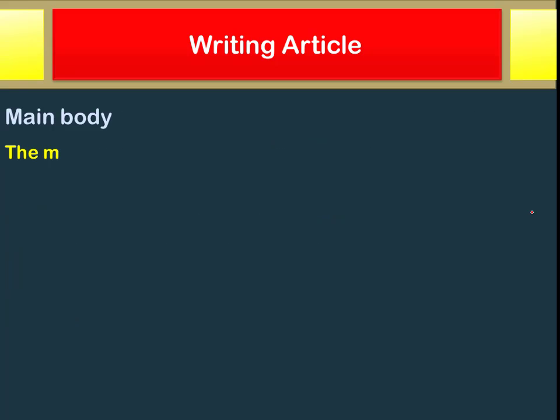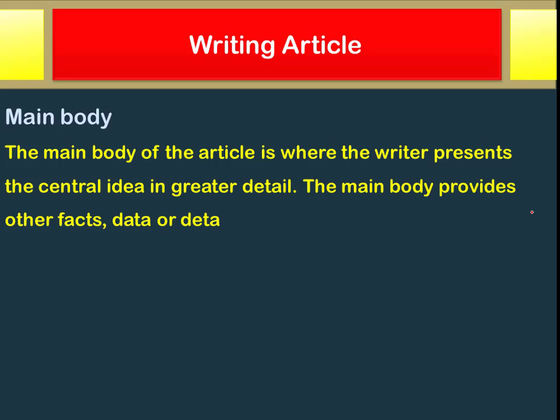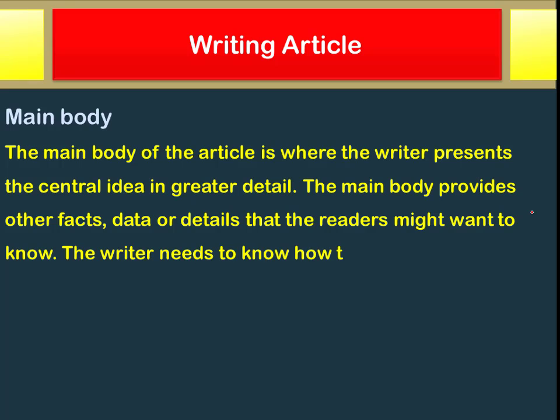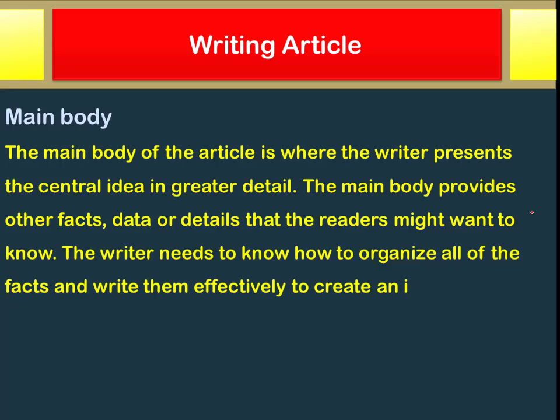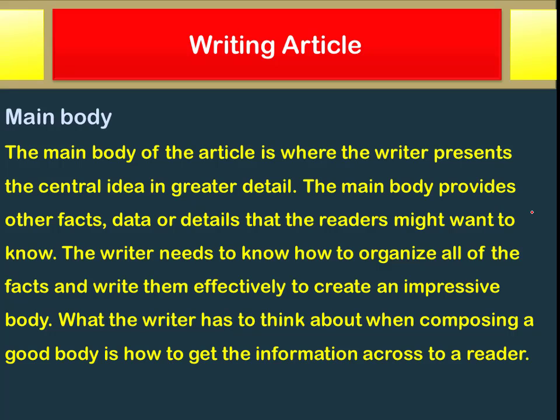Then comes the main body of the article. The main body of the article is where the writer presents the central idea in greater detail. The main body provides other facts, data, or details that the readers might want to know. The writer needs to know how to organize all the facts and write them effectively to create an impressive body. What the writer has to think about when composing a good body is how to get the information across to a reader. So this is the main body.